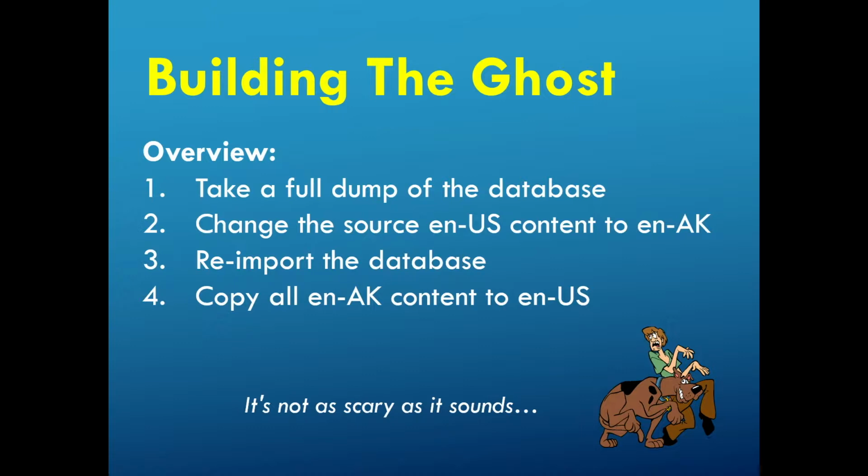Okay. So turning a D7 non-ghosted site into a D7 ghost site, kind of tricky to do that. So we tried a bunch of different ways, and eventually we settled on we take a full MySQL dump of the database. ENUS is a pretty unique string, so we changed the source for anything that was tagged ENUS to ENAK, re-imported the database, and then to create our English US, we just copied all of that stuff from ENAK to English US. Sounds pretty straightforward, but it gets stickier.